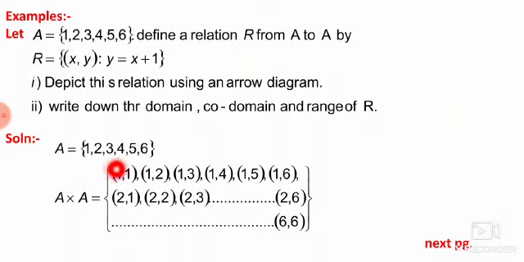Therefore, A cross A will be the ordered pairs (1,1), (1,2), (1,3), (1,4), (1,5), (1,6). Like that, the first element gets paired with every element of the second set. (2,1), (2,2), (2,3), (2,4), (2,5), (2,6), and so on, up to (6,1), (6,2), (6,3), (6,4), (6,5), (6,6). This is how we have found A cross A. To obtain a relation R, one should have A cross A, and relation R is always a subset of the Cartesian product of the given set.